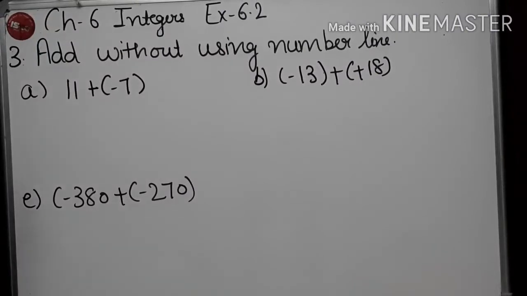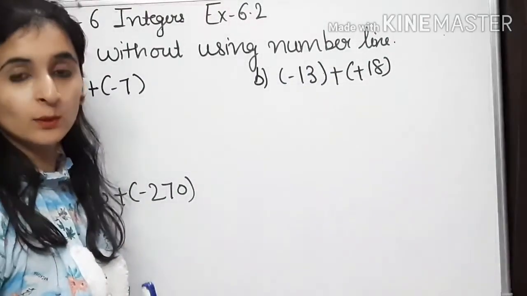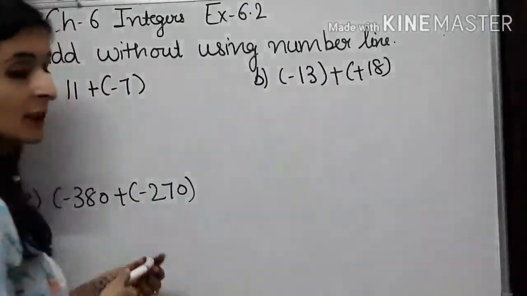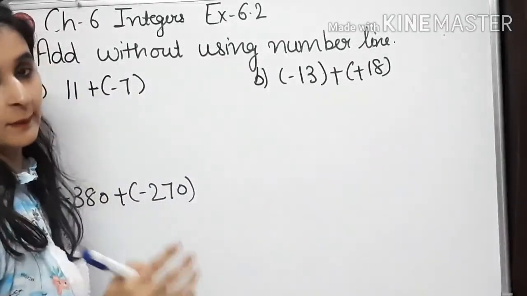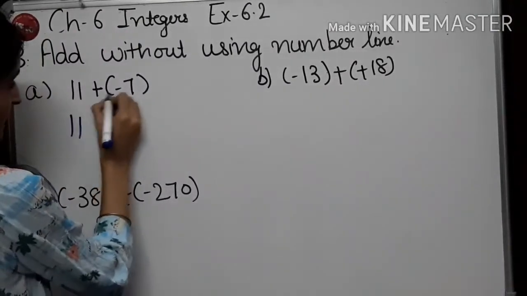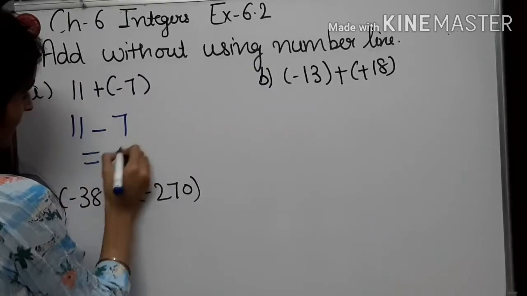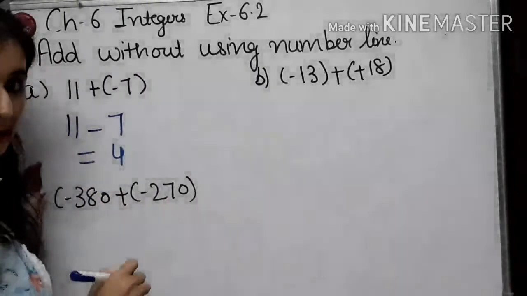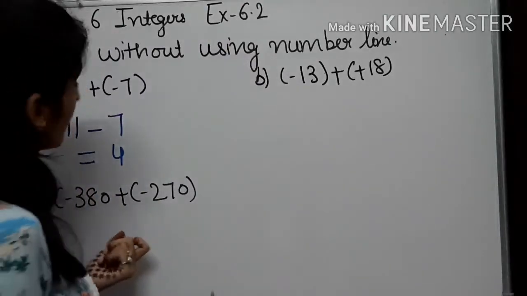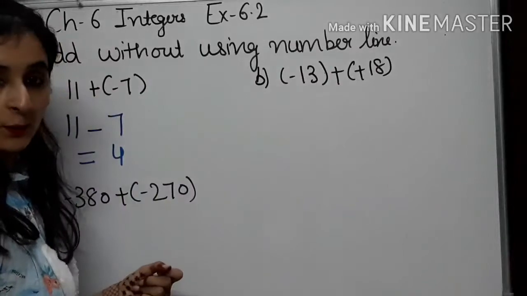Then question number 3 is add without using number line. Now we do not have to use any number line and we just have to add. So we will use some basic steps which I have told you in the starting of the video. Now 11 plus minus 7 is minus 7. 11 minus 7 is 4. So simple. This is the only thing which we have to remember. Plus minus is minus. 11 minus 7 is 4.